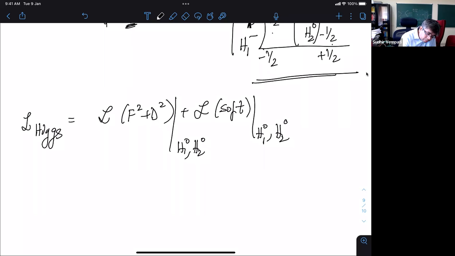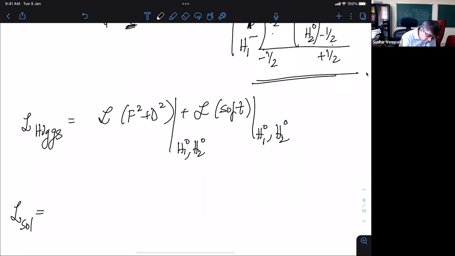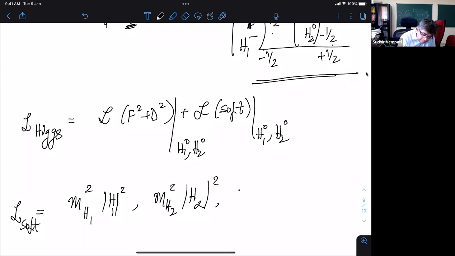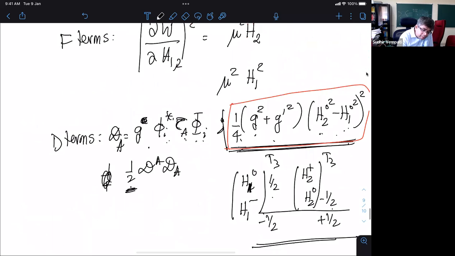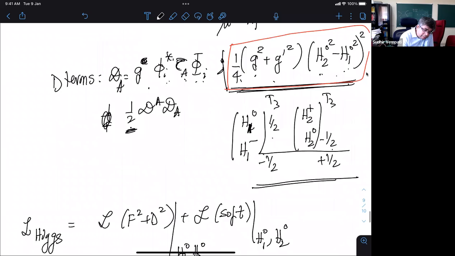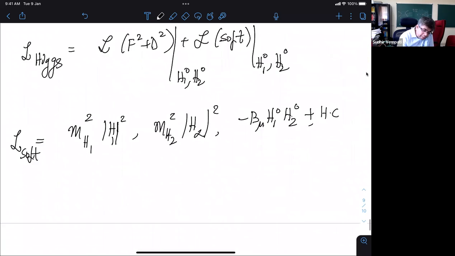So L soft contains MH1 square, H1 square, plus MH2 square, H2 square, then minus B mu, H1 0, H2 0. That's it. Let's see. So I have the D square term, I have the F square terms. So with this, I can write L Higgs.